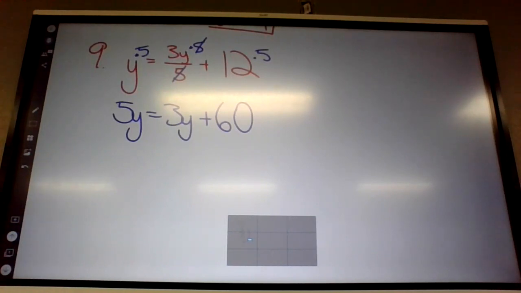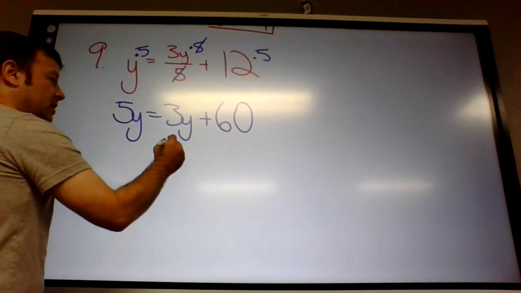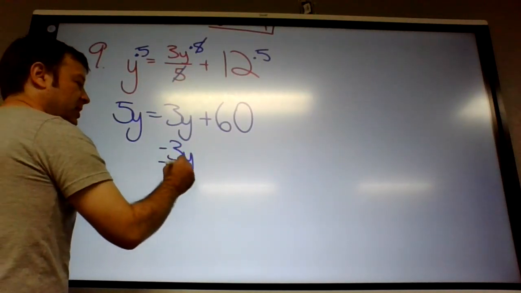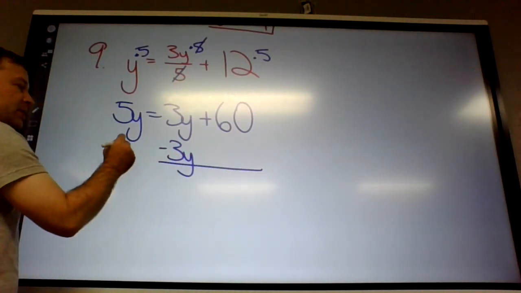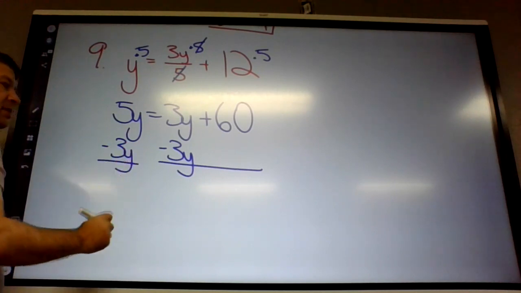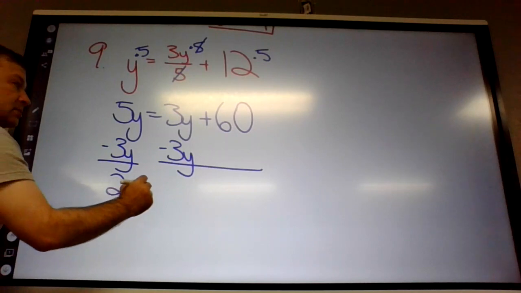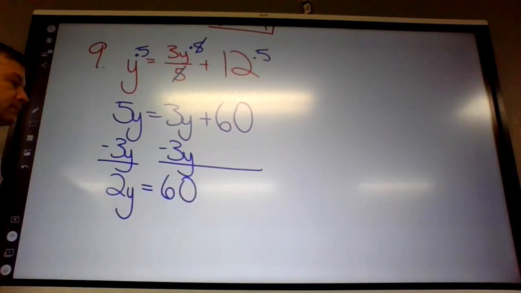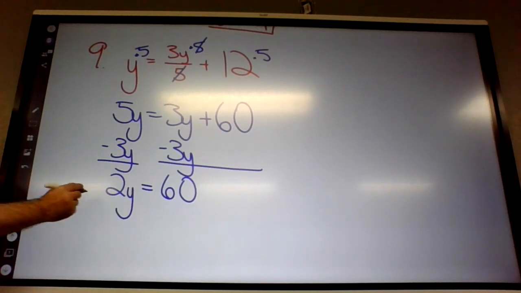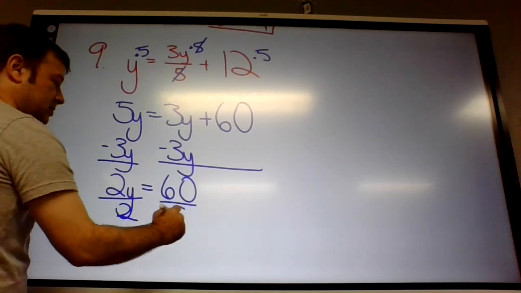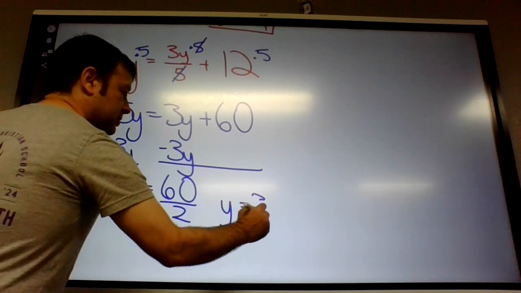Now what? Minus 3y. Minus 3y. This is from yesterday. Remember when we have y's on both sides? We want to move them all to one side. The left side would be good on this one because there's already y's over there. Yep. So y equals 30.